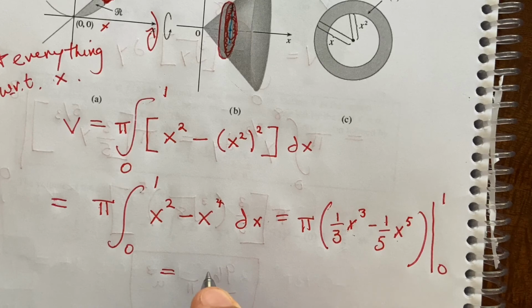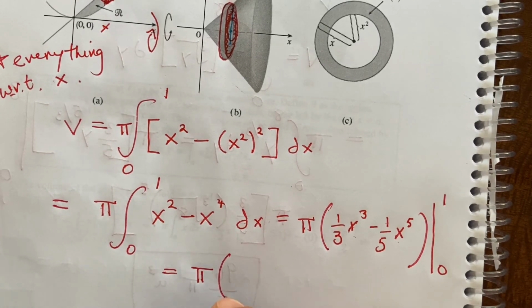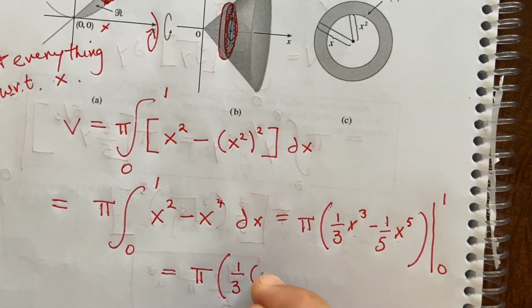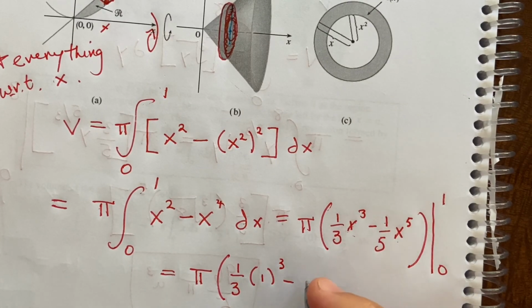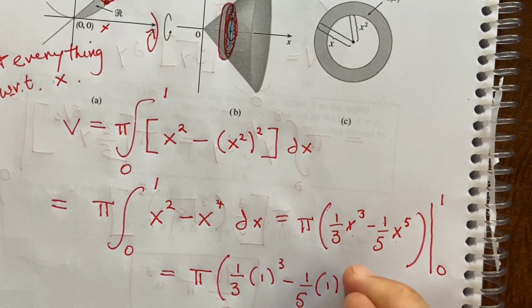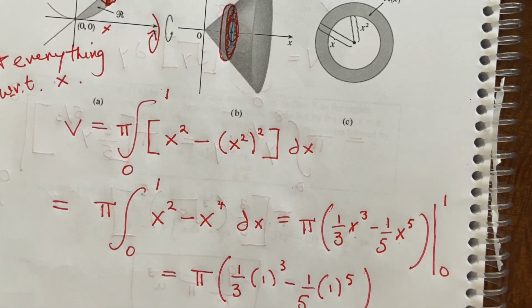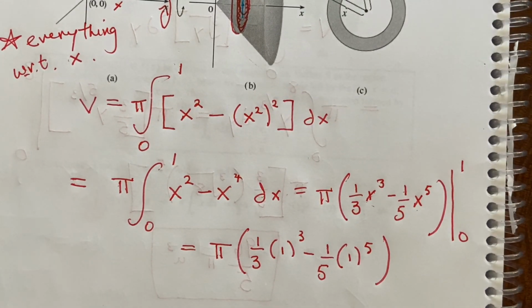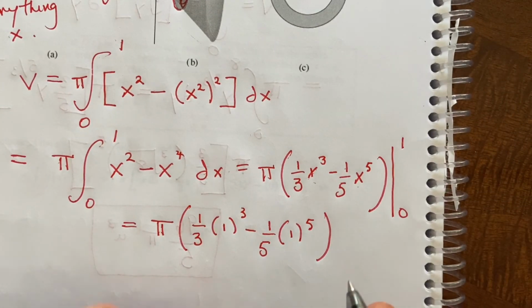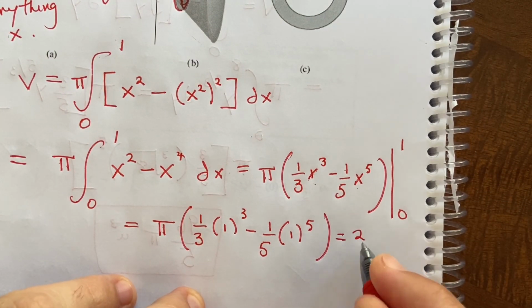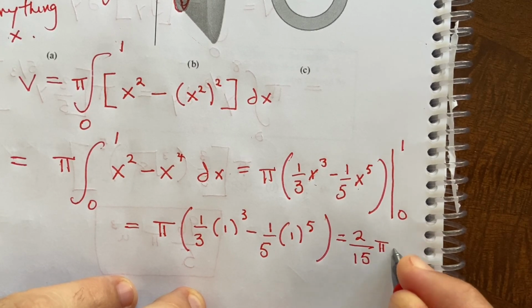So we would have pi times 1/3, so 1 cubed minus 1/5 times 1 to the 5th. Let's figure out what that is. Two 15ths. So we would have 2/15 pi. That would be cubic units.